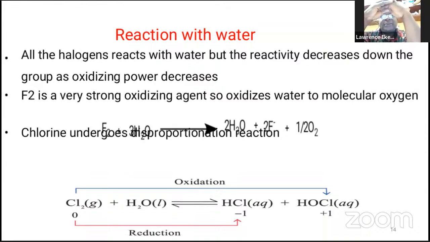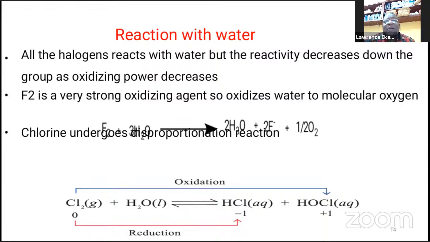Okay, later. So all the halogens react with water, but the reactivity decreases down the group because the oxidizing power also decreases down the group. Because fluorine is a very strong oxidizing agent, the strongest oxidizing agent in the group, it oxidizes water easily to molecular oxygen. So fluorine oxidizes water easily to form molecular oxygen, as you can see in that equation.